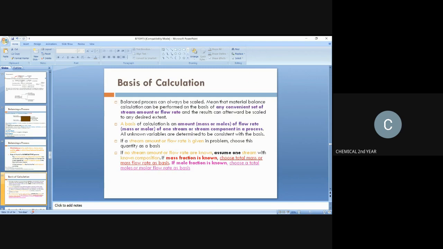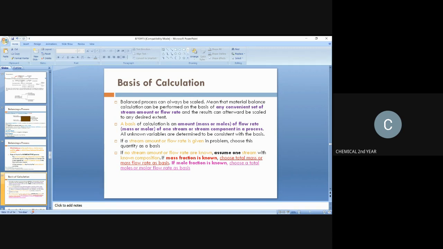Basis of calculation. Balanced processes can always be scaled, meaning that a material balance calculation can be performed on the basis of any convenient set of stream amounts or flow rates, and the results can afterward be scaled to the desired extent. A basis of calculation is an amount or flow rate, that is mass or molar, of one stream or stream component in a process.